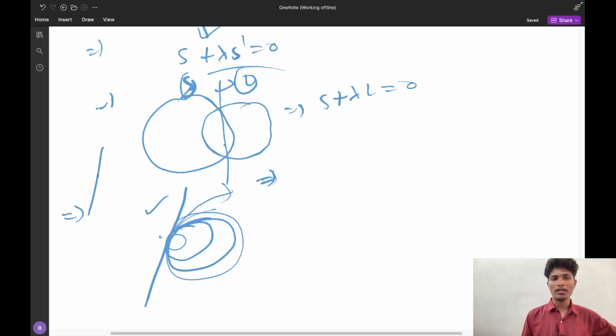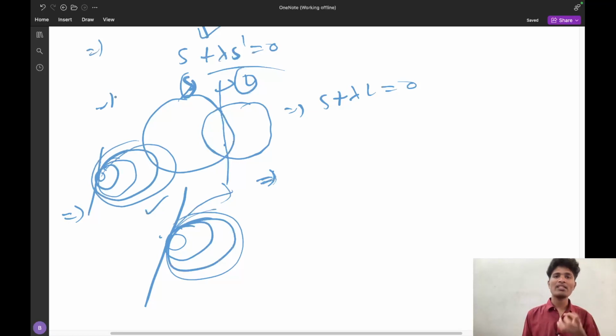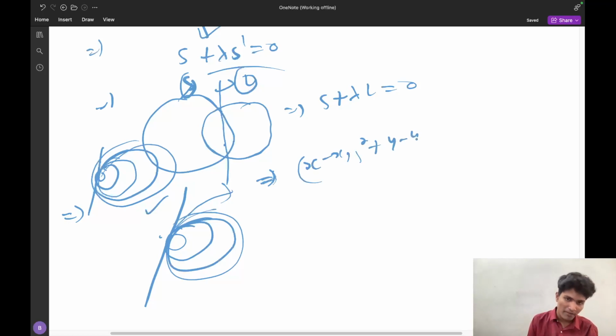Suppose this is a point. We have to continuously draw the circles. This point has zero radius. A circle with zero radius can exist. That zero radius circle is the one we write for the family of circles: x minus x1 whole square plus y minus y1 whole square is equal to 0. This is a zero radius equation.